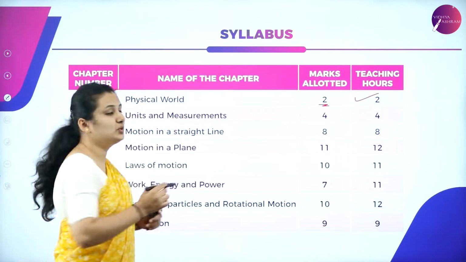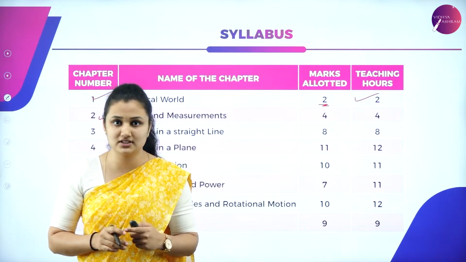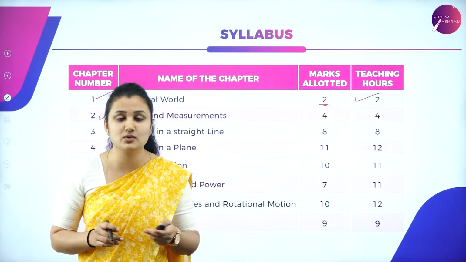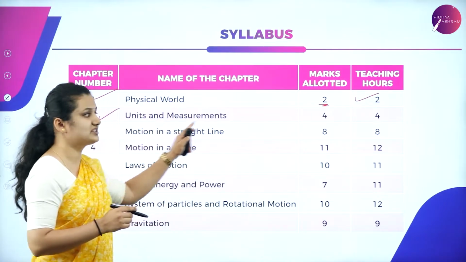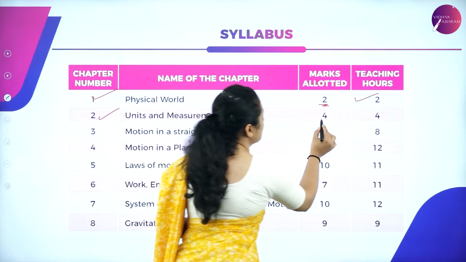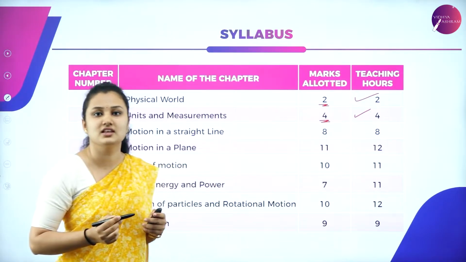Second chapter is units and measurements. In this chapter, you learn what do you mean by units. You learn what are errors, what are the different types of errors. All that you'll be learning in units and measurements. The weightage of chapter is 4 marks and I need 4 sessions to complete this chapter.